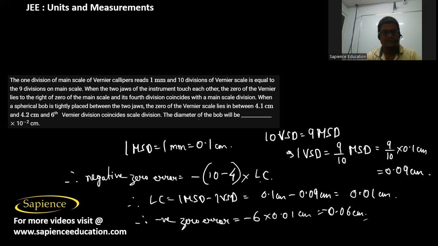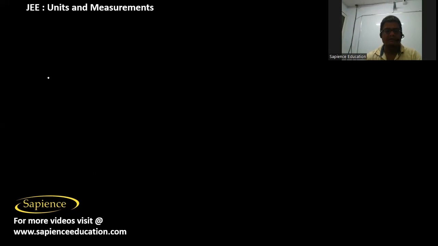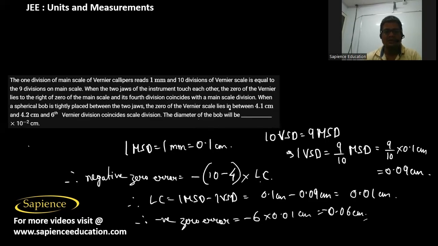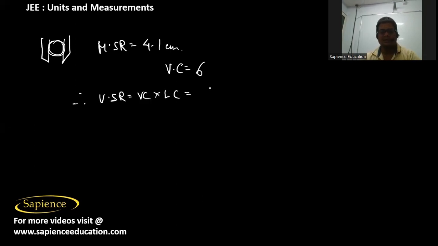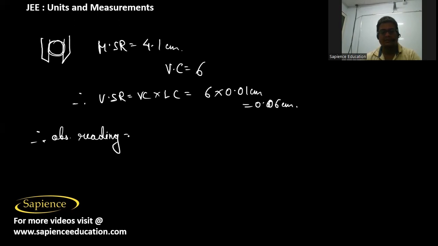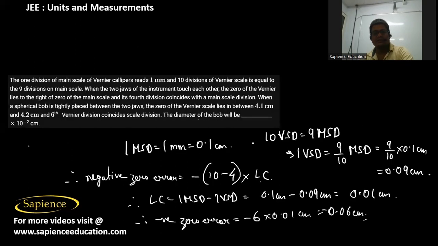And then here it is told when the spherical bob is placed in between the two jaws, then here the main scale reading is 4.1 centimeter. Since it is told the zero lies in between 4.1 and 4.2 centimeter, and the vernier coincidence is equal to the sixth division. So therefore the vernier scale reading, that is the vernier coincidence times the least count, so that is 6 into 0.01 centimeter, so that is 0.06 centimeter. So now therefore the observed reading of the diameter of the bob is equal to main scale reading plus vernier scale reading, so that is 4.1 centimeter plus 0.06 centimeter, which is 4.16 centimeter.